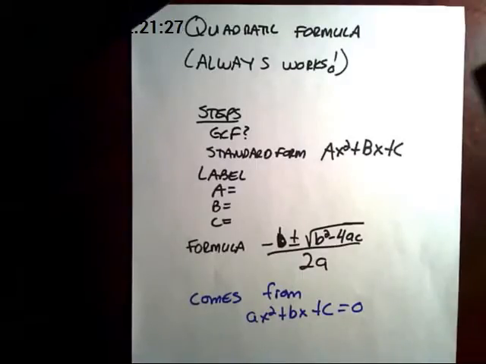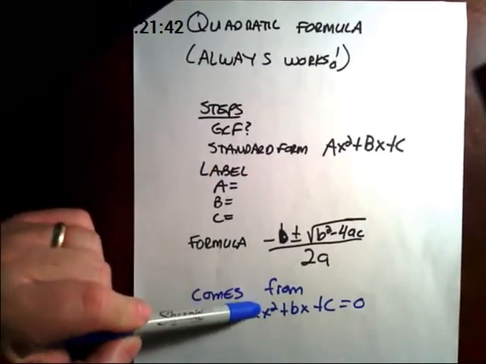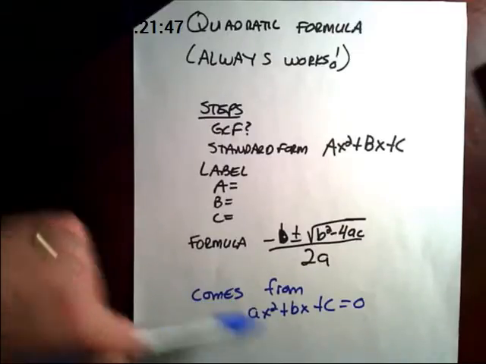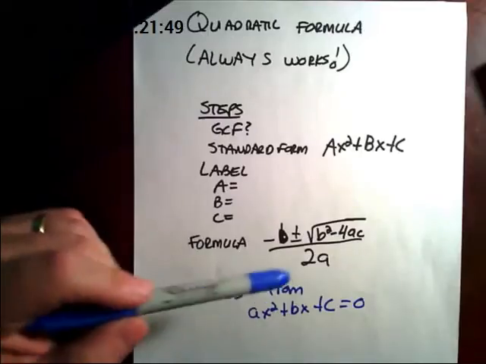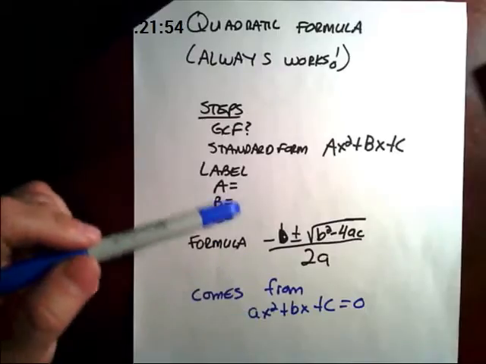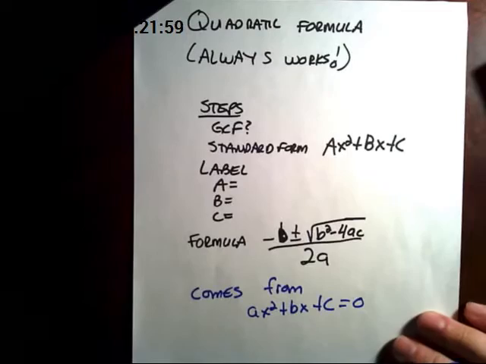The formula is the opposite of b, plus or minus the square root of b squared minus 4ac, the whole thing divided by 2a. This thing comes from manipulating this algebraically. Remember we watched a video on that? My friend showed us a video: divide everything by a, subtract c from both sides. It's just super cool algebra. Let's see if we can manipulate that. Let's see if we can make it work here.